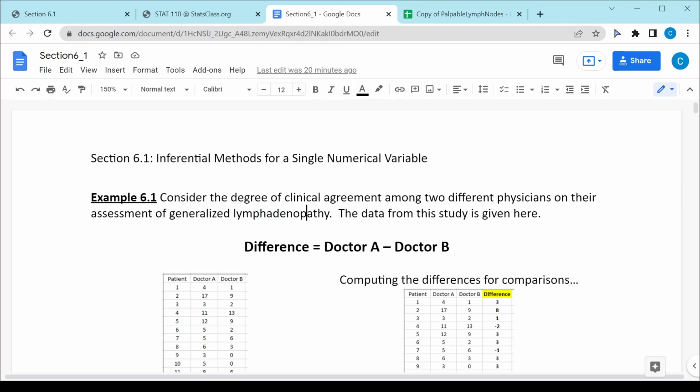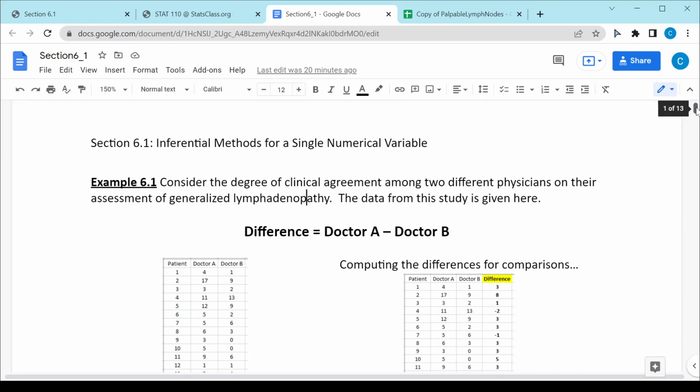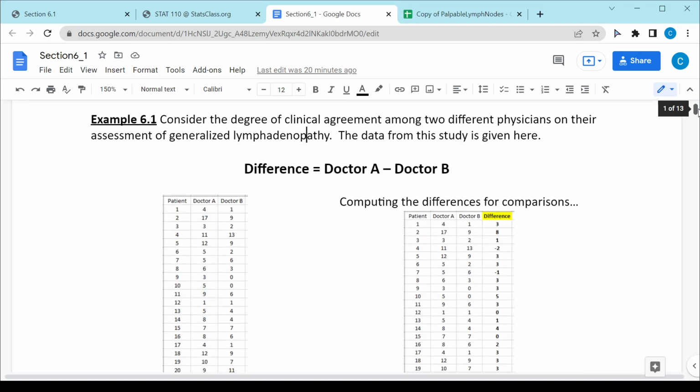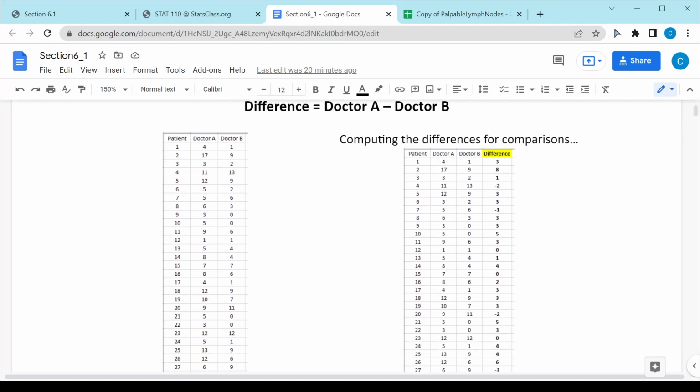In Section 6.1, we got started with this, but I'll just do a quick review. What we were looking at is the amount of agreement between two sets of measurements, one set from Dr. A and another set from Dr. B, and whether or not these measurements tend to agree with each other. What we did initially was look at the differences between those two sets of measurements. And again, if those doctors are in agreement, we should have values that are close to 0.